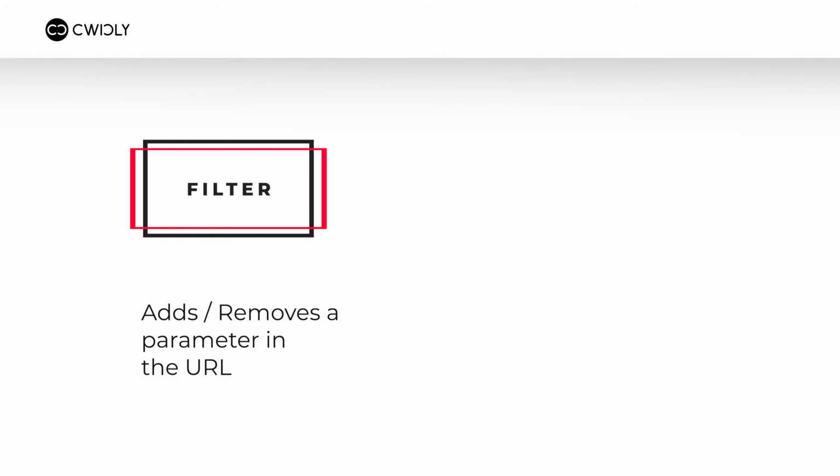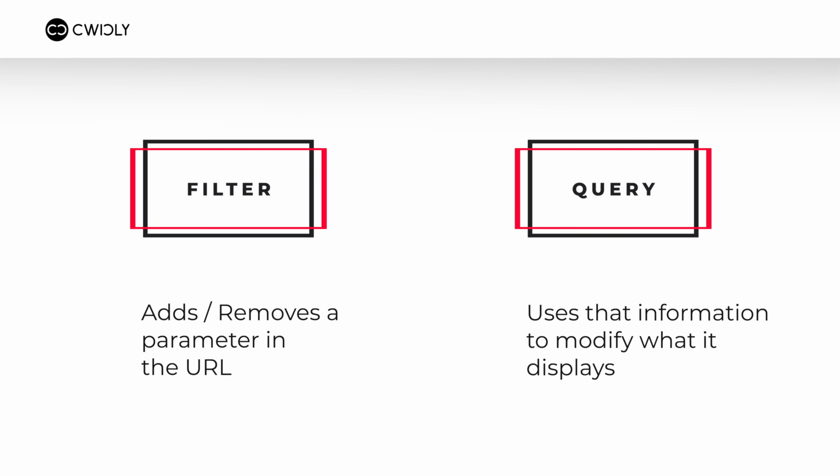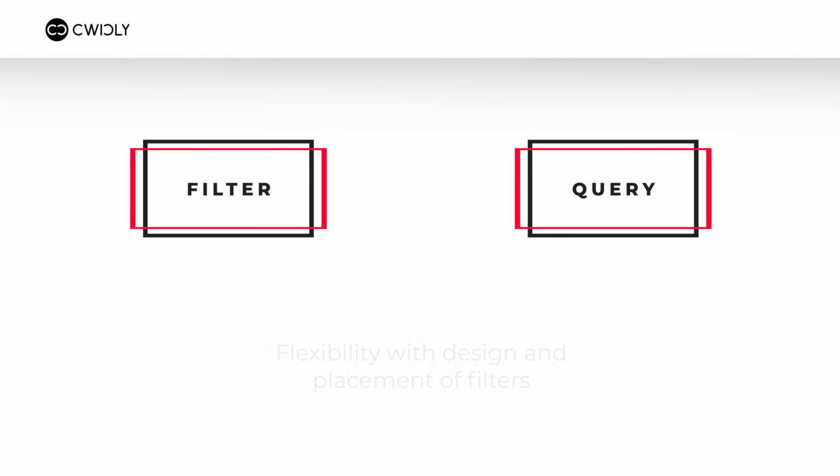The filter block adds or removes a parameter in the URL that the query block uses to modify what it displays. This means that you have an even greater flexibility when it comes to design and placement of filters, since you can create specific styles for specific filters wherever you like on the page. For example, a color filter naturally won't have the same look as a size filter.